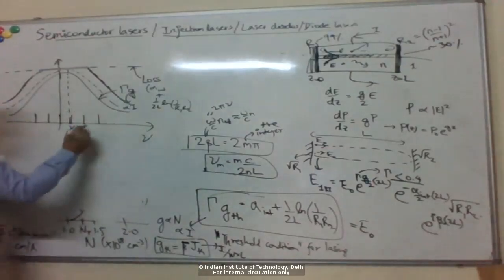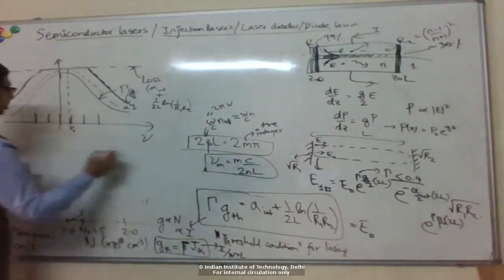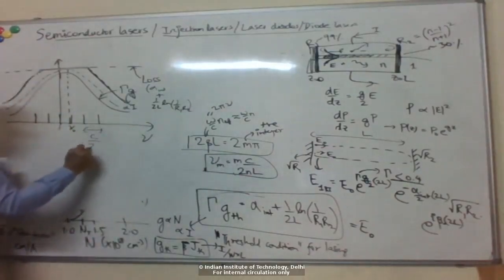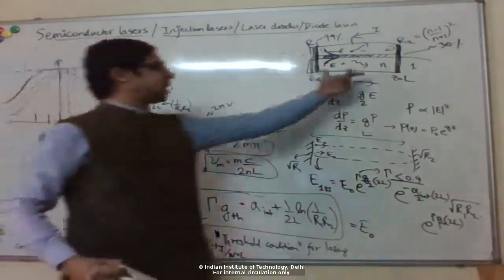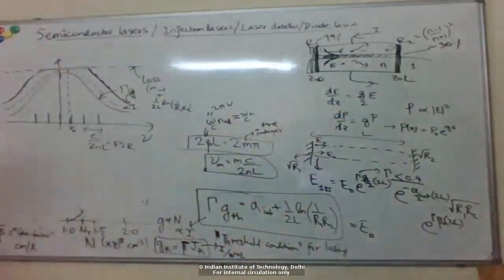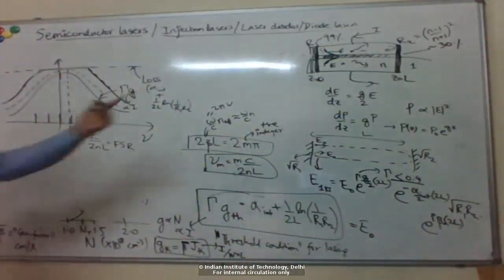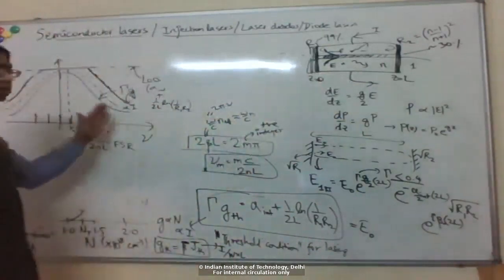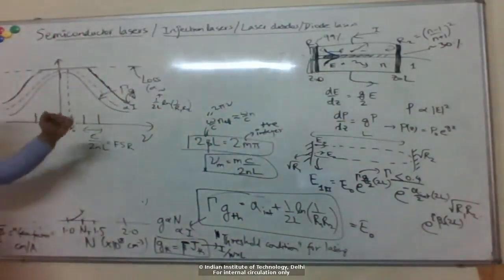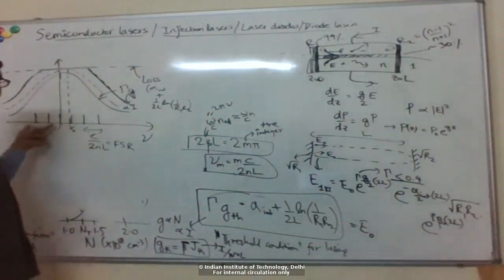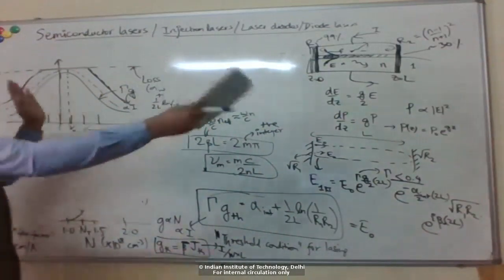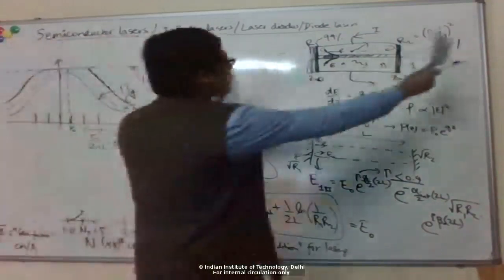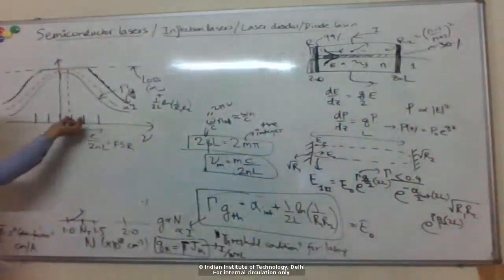Okay, so these are for different n values. The spacing between these, you can see, is c over 2nL. That's known as the free spectral range of the laser cavity. So basically, this is a Fabry-Perot cavity with different modes. These are different longitudinal modes of the Fabry-Perot cavity, and the free spectral range is inversely proportional to the length of the cavity. So if this is longer, then the modes are more closely spaced.